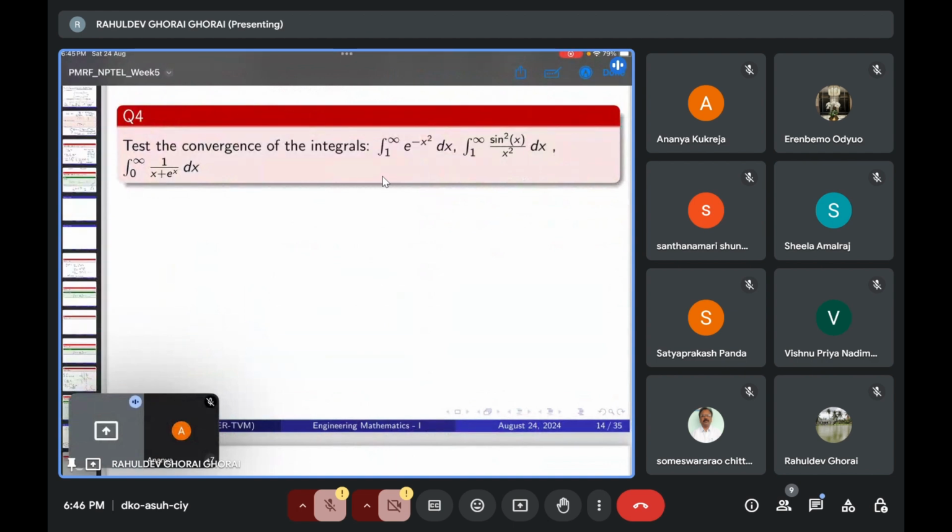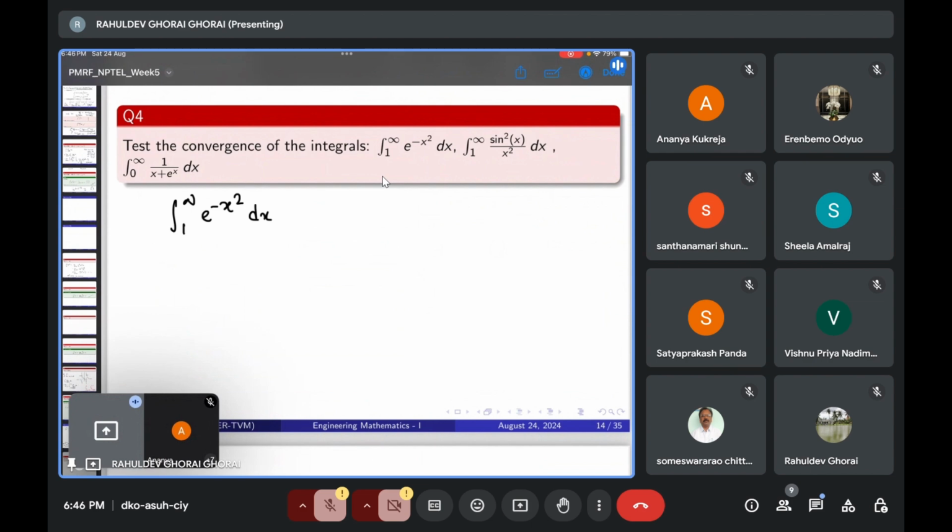Okay, so how do we test the convergence of these integrals from 1 to infinity? Let's say you have the integral from 1 to infinity of e to the power minus x square dx. How do you find the integration for this type of question? I mean, how do we test whether it is convergent or divergent?